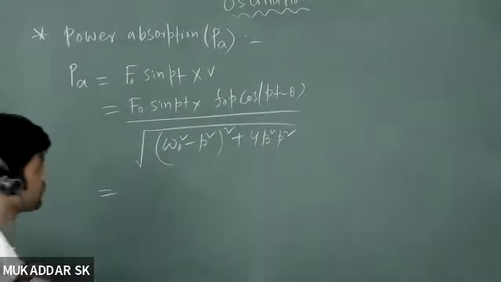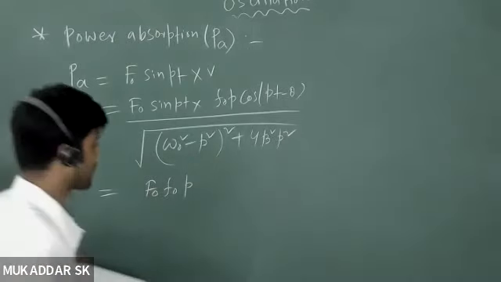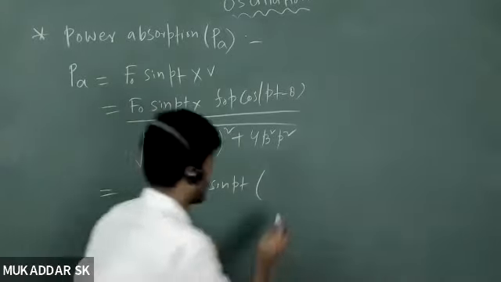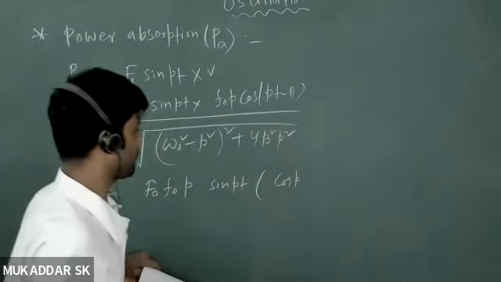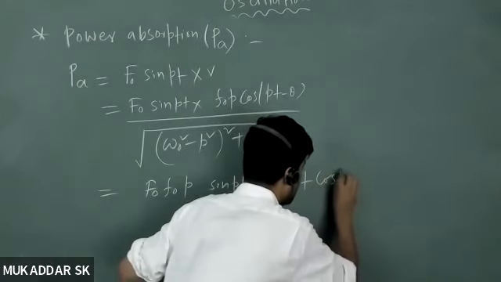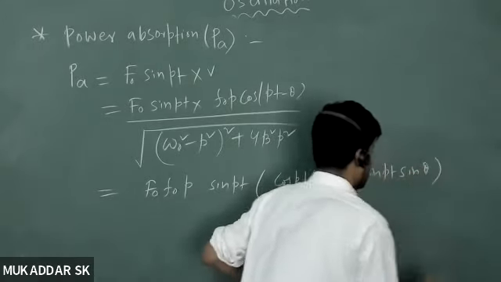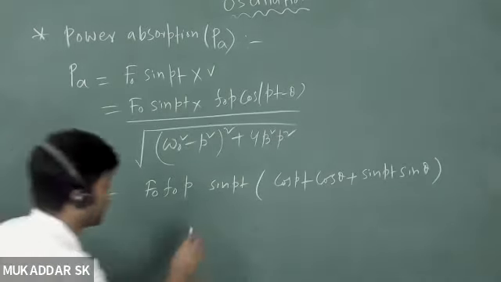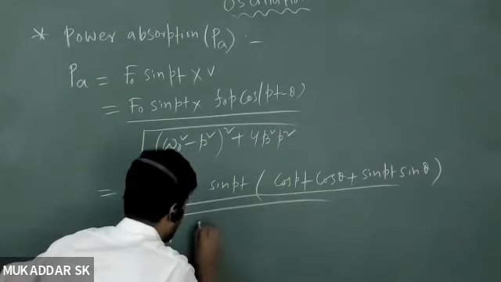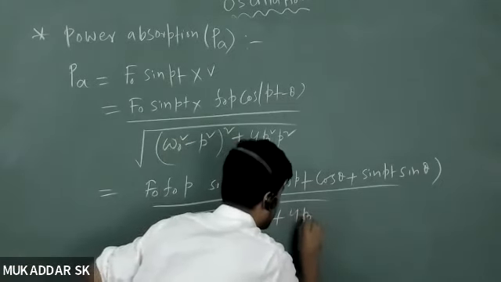If you further rearrange, you will get small f naught, then you have p, then sine of pt. Now in place of cos(pt minus theta), I will use the cos A minus B formula. That is nothing but cos pt cos theta plus sine pt sine theta. And of course, in the denominator you will have the square root of ((omega naught square minus p square) whole square plus 4 beta square p square).